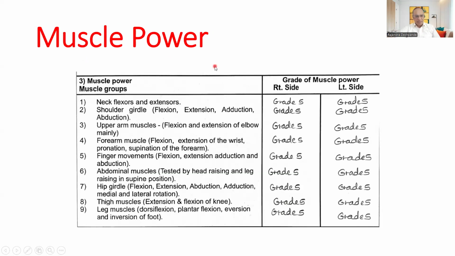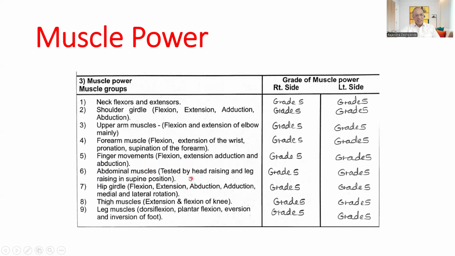Then muscle power, for example, these are the different muscle groups, and here grade of muscle power, right side and left side. Of course, this is a healthy volunteer, so grade 5 is present everywhere. Neck flexors and extensors. In the shoulder girdle, there may be flexion, extension, adduction, and abduction. Upper arm muscles, flexion and extension of elbow mainly. Forearm muscle, flexion, extension of the wrist, pronation, supination of the forearm. Now the finger movements, flexion, extension, adduction, and abduction.